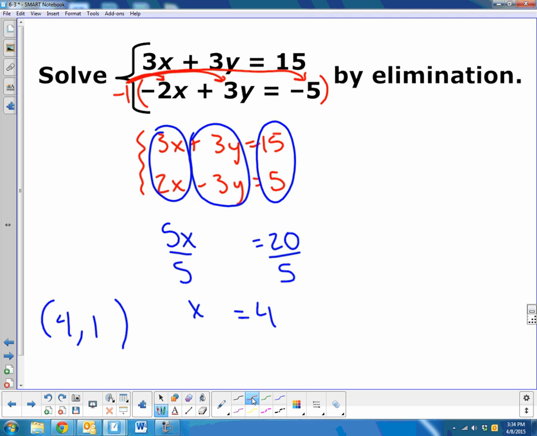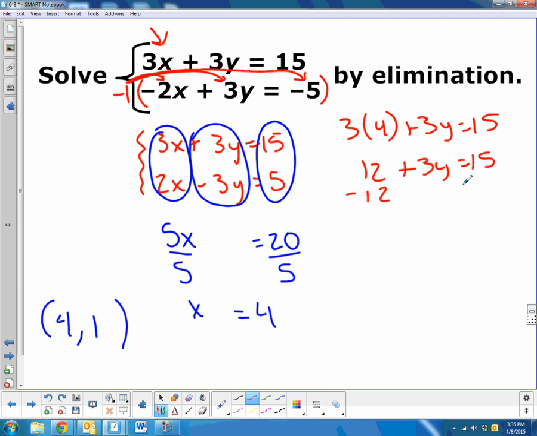Now let's look at y. It doesn't matter which equation you use. Might as well use the first one. So 3x, x is 4. So I plug in 4 for x, plus 3y equals 15. 3 times 4 is 12, plus 3y equals 15.